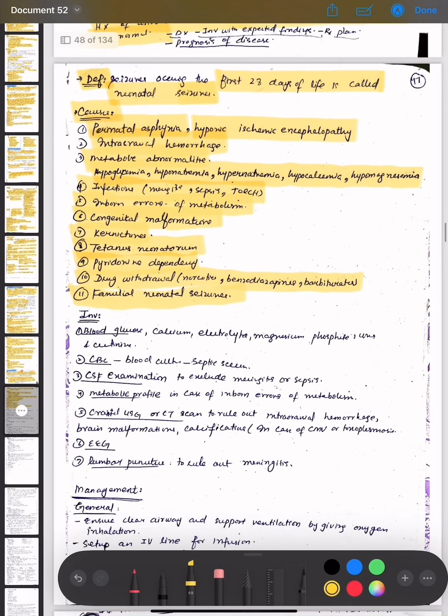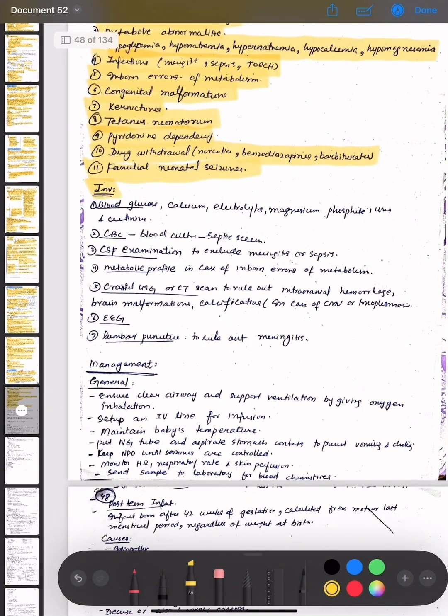Now, the investigation options for neonatal seizures are blood glucose, calcium, electrolytes, magnesium, phosphate, urea, and creatinine. All the electrolytes are investigated. Then CBC, blood culture, and septic screen are done. CSF examination is done to exclude meningitis or sepsis. Metabolic profile is checked in case of inborn errors of metabolism. Cranial ultrasound and CT scan are done to rule out intracranial hemorrhage, brain malformation, and calcification in the case of toxoplasmosis and cytomegalovirus. EEG is done, and lumbar puncture is done to rule out meningitis.